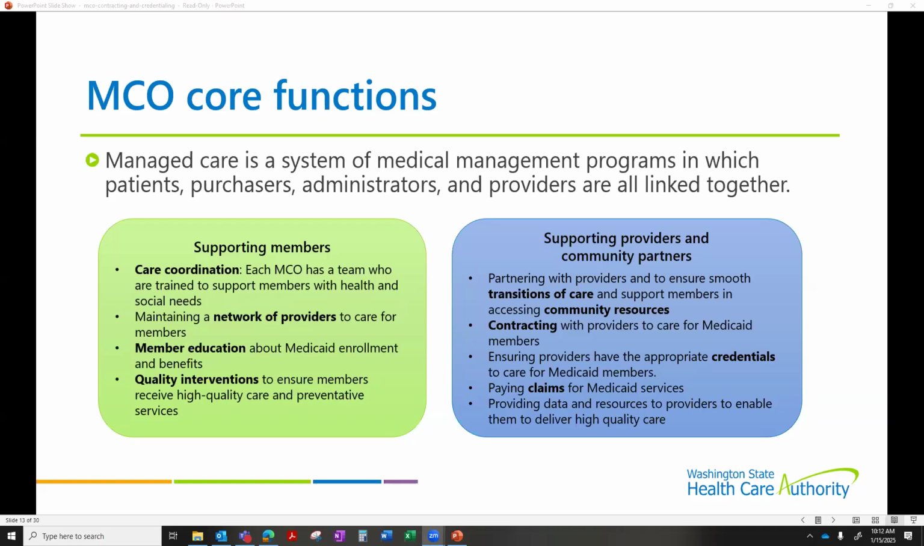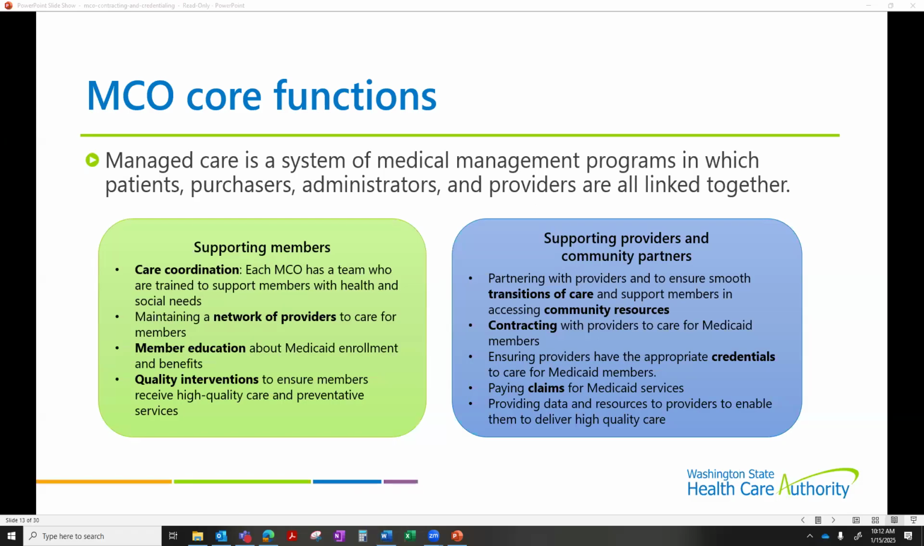In addition to supporting our members, we also support our providers and community partners. We partner with our providers to ensure that there are smooth transitions from one level of care to another, and we help them identify or access community resources for our members. Obviously, we contract with all of our providers to provide medical care and physical health care, mental health care, and substance use disorder treatment for all of our Medicaid members.